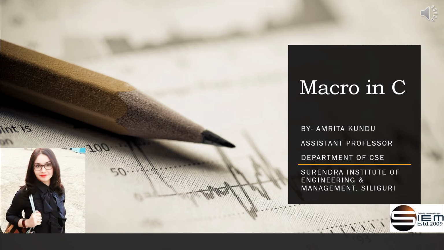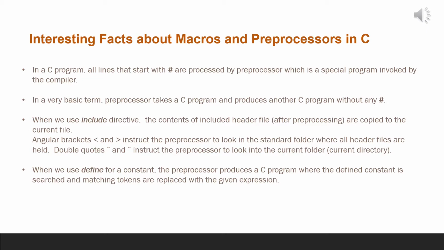In this lecture, we will see the use of macro in C. Now let us see some interesting facts about macros and preprocessors in C. Firstly, in a C program, all lines that start with hash are processed by preprocessor, which is a special program invoked by the compiler. In very basic terms, preprocessor takes a C program and produces another C program without the hash.